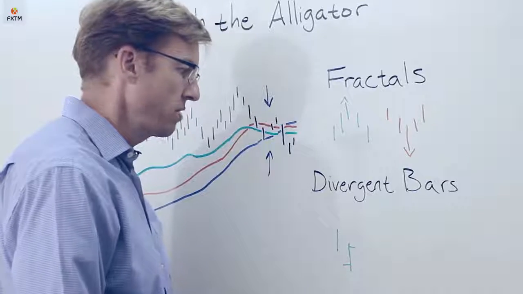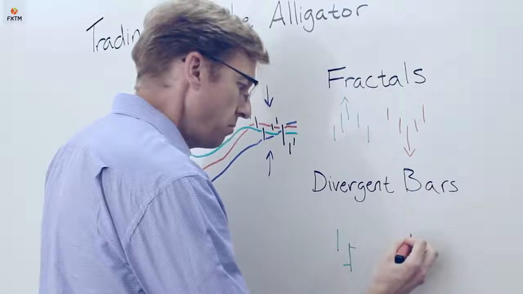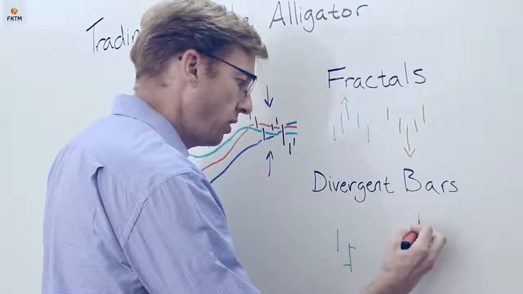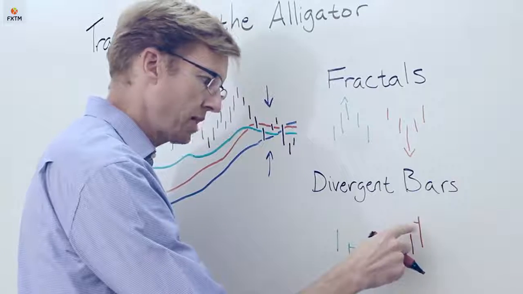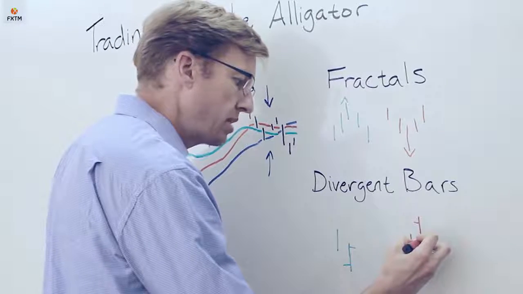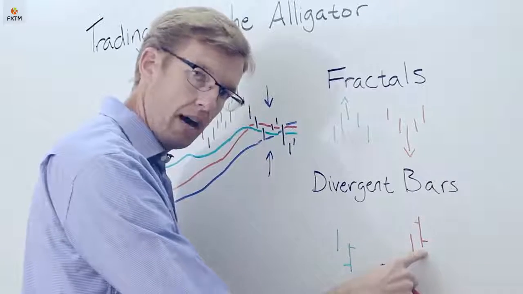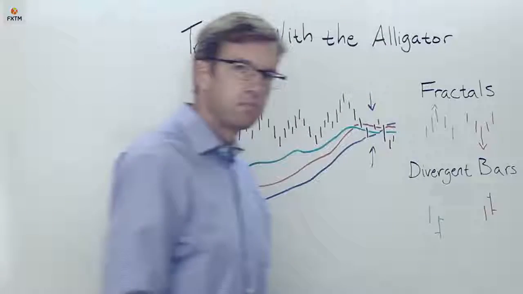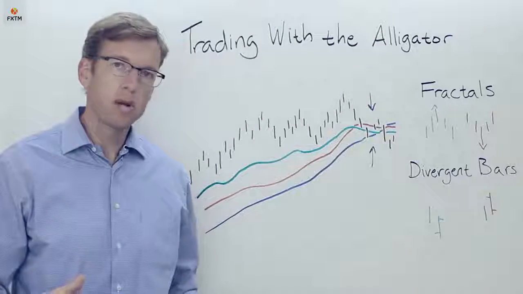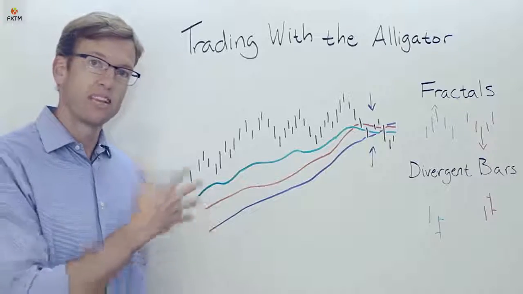Now, a bearish divergent bar is, again, just the mirror image here, where we have a bar that appears and then a second one with a higher high. It doesn't really matter where that second bar opens, but what we want to see is a close in the lower 50% of that bar. So that would be a bearish divergent bar. So with that, let's go take a look at some specific trading examples or trading setups using the Alligator, fractals, and divergent bars.